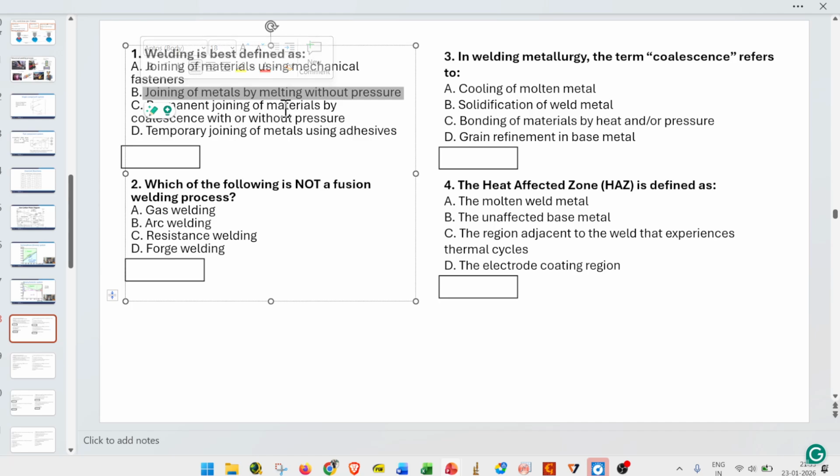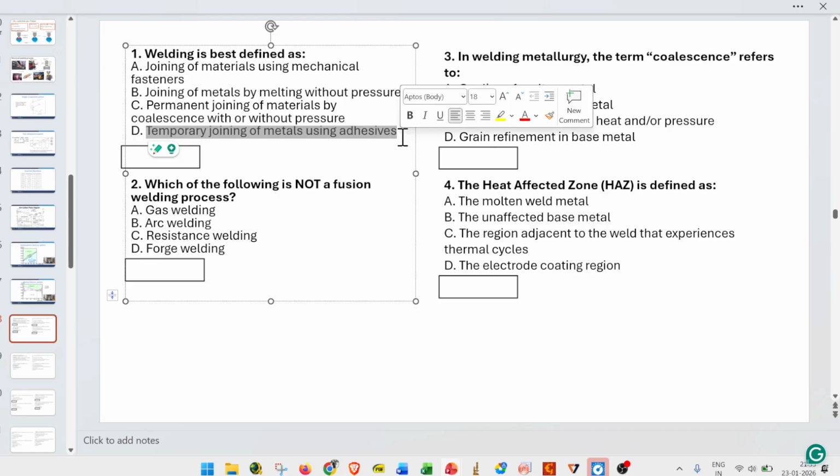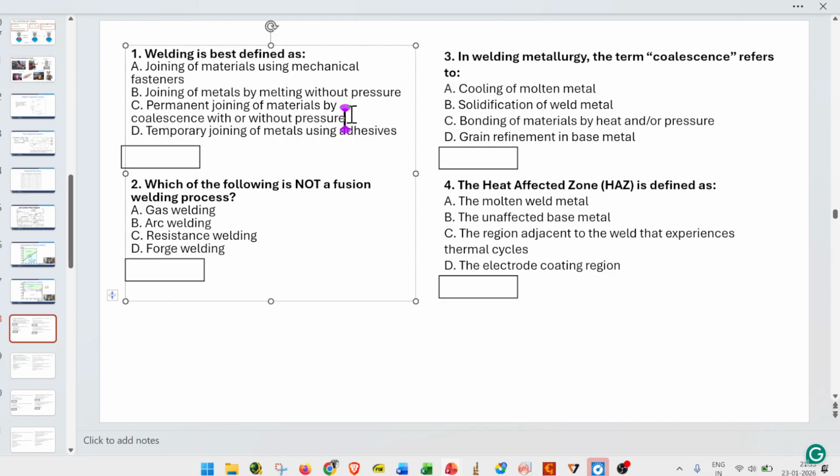Here it is with or without, so this is the most satisfying one. Let's see the final one: temporary joining of the metals using adhesives. Temporary joining is never considered a welding process. So the answer will be C.